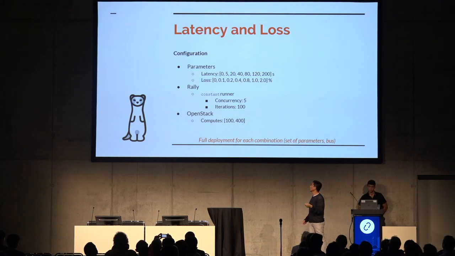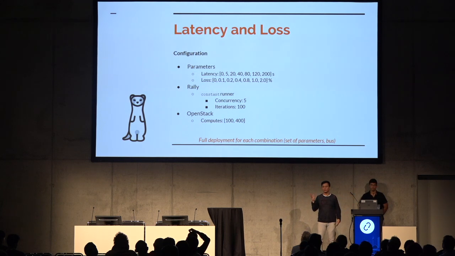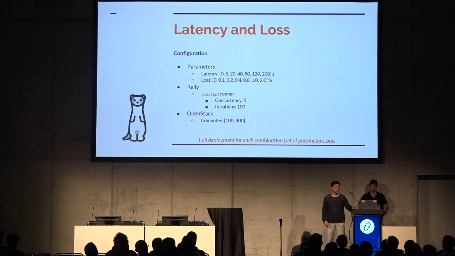So latency goes from 5 to 200 seconds, and loss goes from no loss to 2%, with two configurations of 100 and 400 computes. Again, we redeployed OpenStack all the time after each combination of parameters.